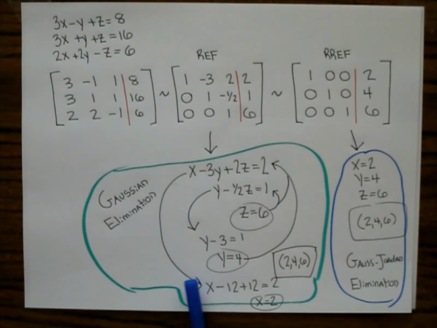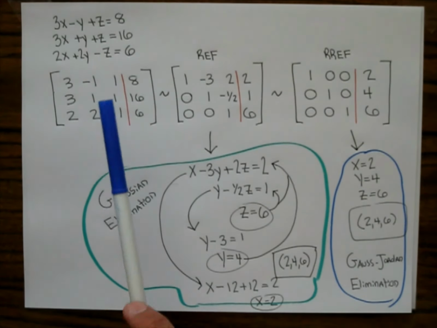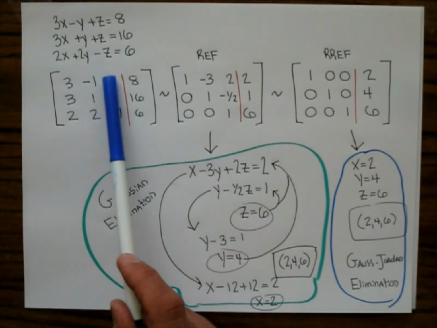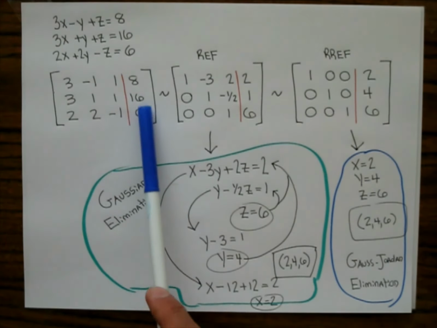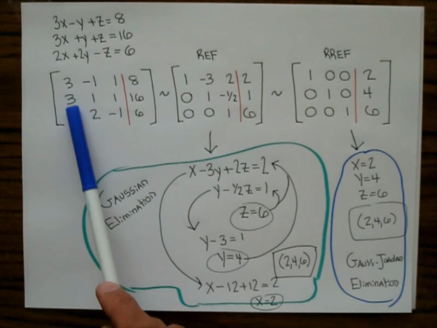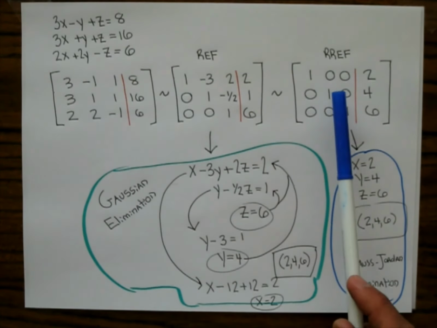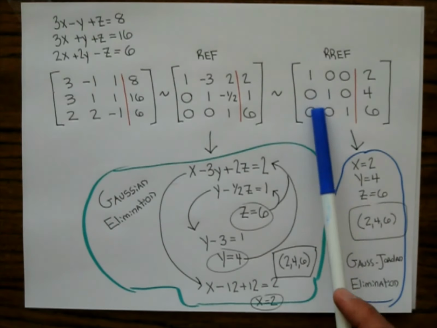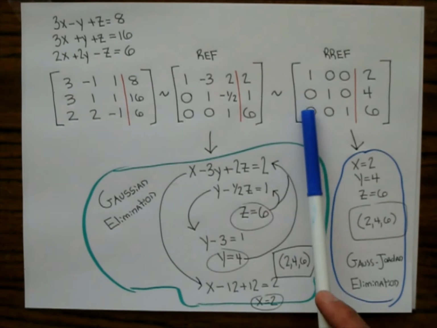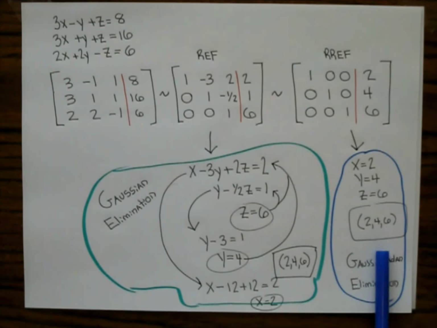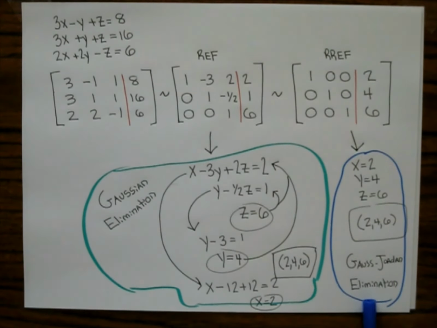Now, when you get a job and you're sitting at a computer as an engineer or whatever, you could write down that matrix, stick it into the computer, and then I would just write RREF as the command. The computer will do all the arithmetic. That's when I would use Gauss-Jordan elimination.